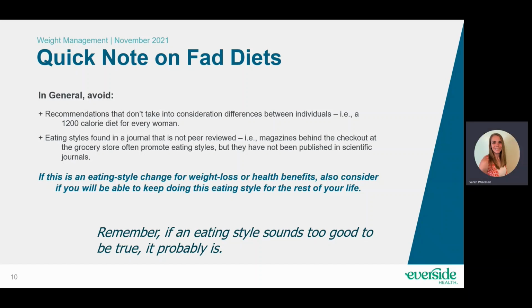Again, if you're trying to change your eating style for weight loss or health benefits, something else to take into consideration is, are you going to be able to keep doing this for the rest of your life? Is this something that you can maintain? Because if it's not something that you can maintain, it might actually cause more harm than good. It might lead to more weight fluctuations, which actually has a greater health risk associated with it. If it sounds too good to be true, it probably is.